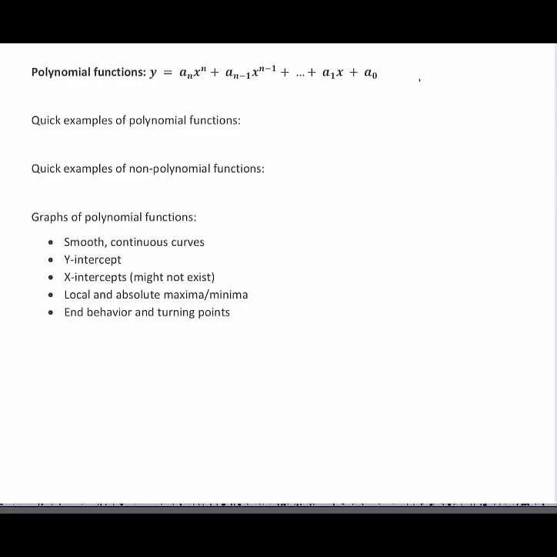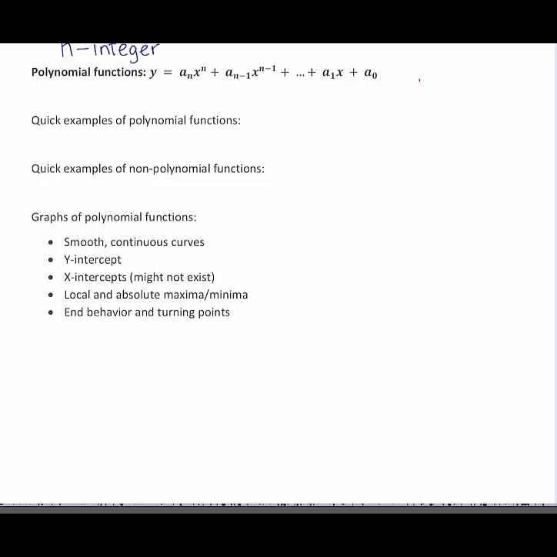Hello everybody. In this lesson we will talk about the definition and basic properties of polynomial functions. So here on the very top of the slide you can see the definition of what a standard polynomial will look like. So y is a function of x and we have powers of x where n is an integer. So this is an important part of the definition.